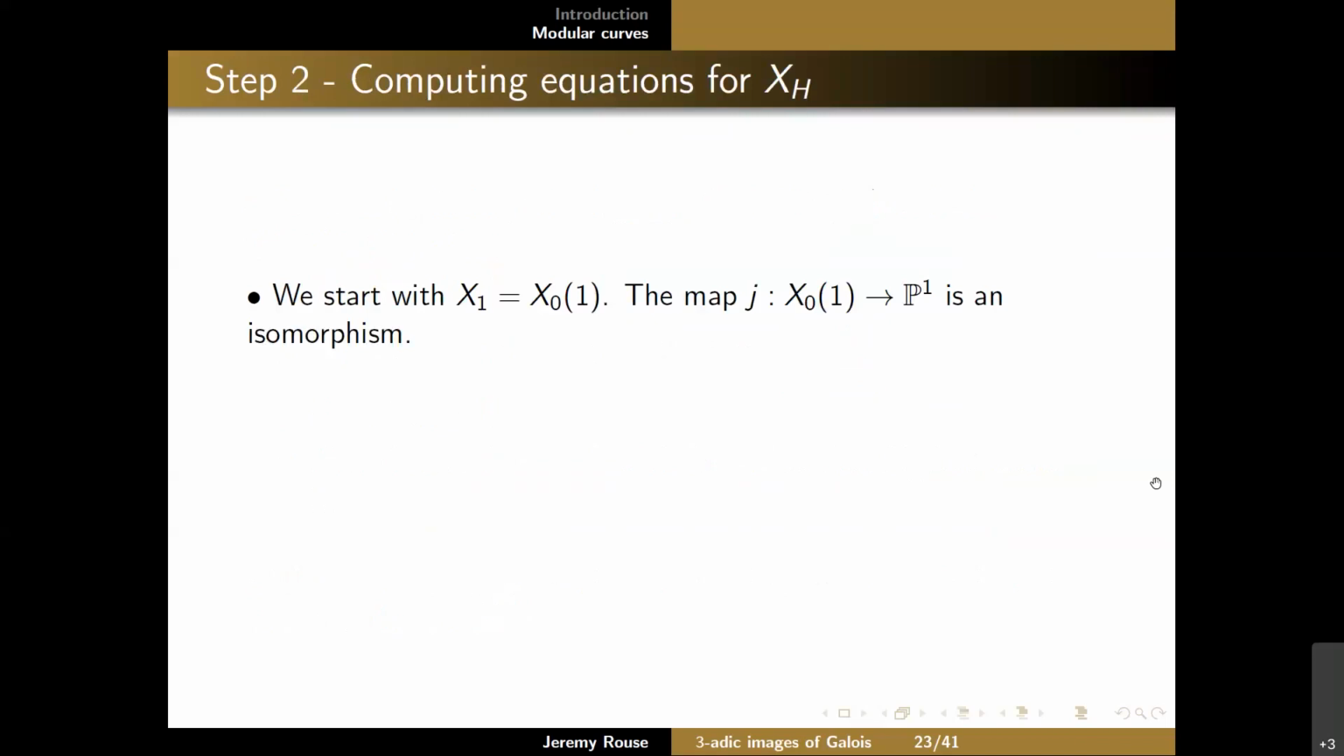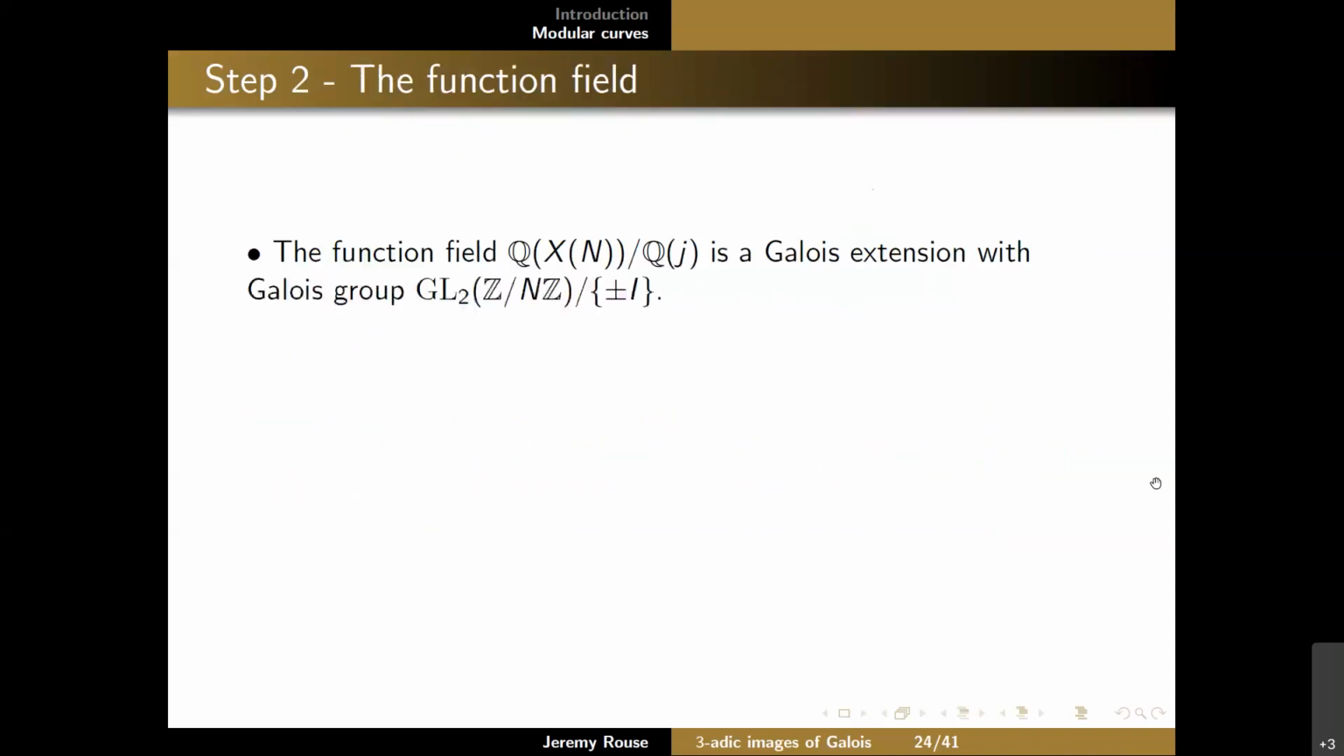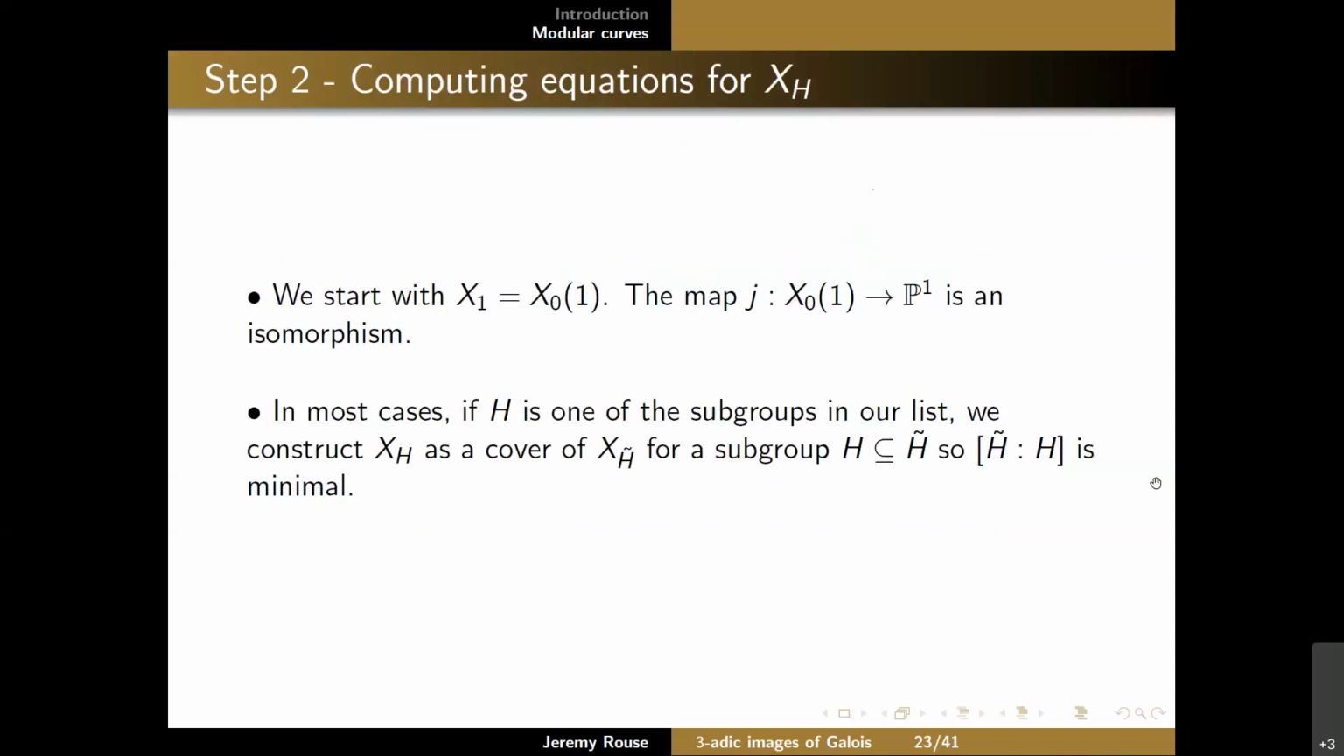So we start with X0 of 1. The J invariant map from X0 of 1 to P1 is an isomorphism. And what we do in most cases, but not all cases, is when we have a subgroup H in our list, we look for the subgroup H tilde that's also in our list where the index is minimal. And then what we do is we construct X_H as a cover of X_H tilde.